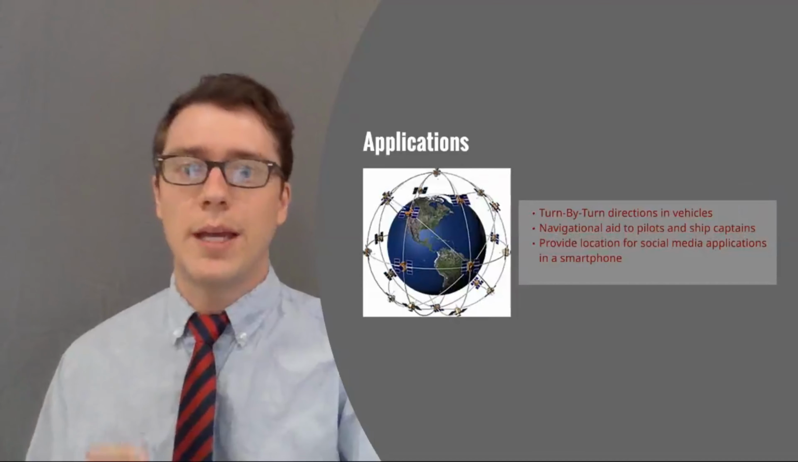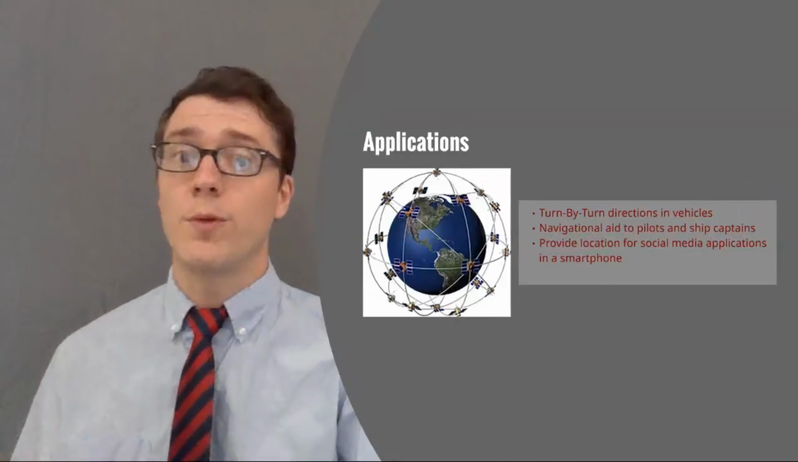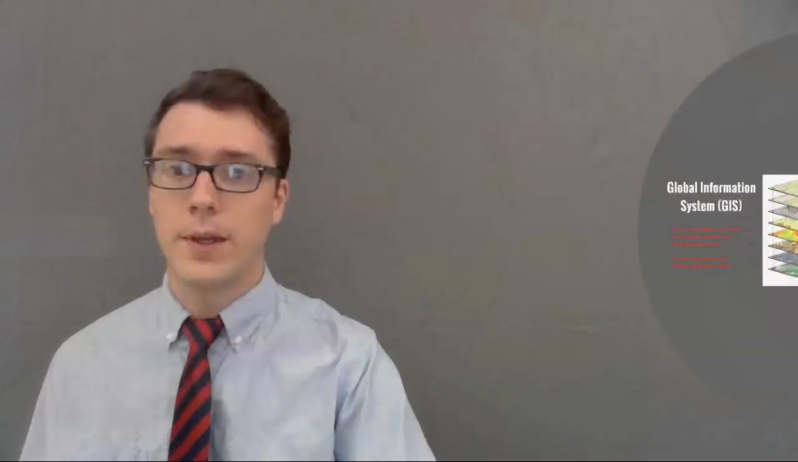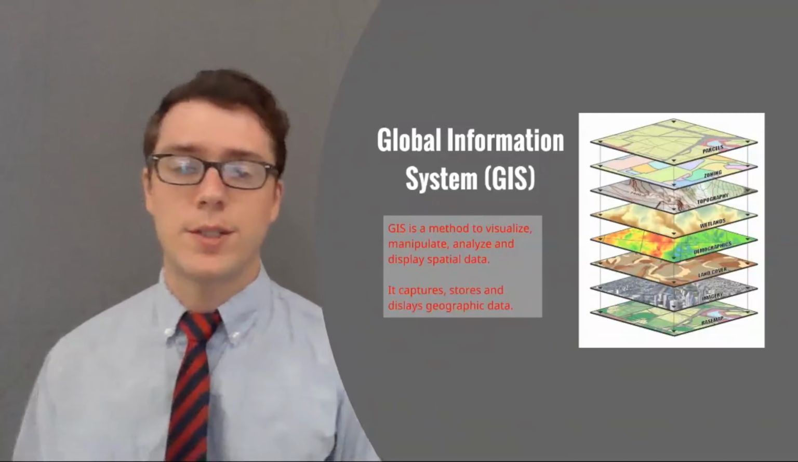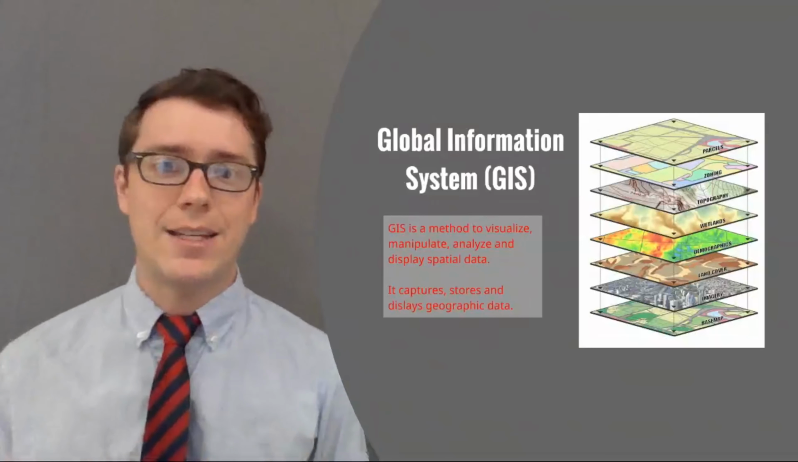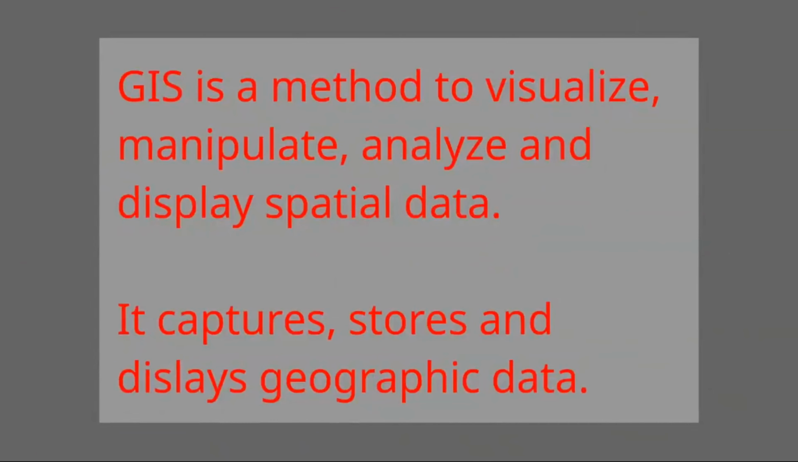So it's important to know that this works in so many different contexts, and we're going to get into a lot of those as we move into topic 1.3. For now, let's go on to our next one, which is the Global Information System, the GIS. The GIS is a method to visualize, manipulate, analyze, and display spatial data. So it captures, stores, and displays spatial data.